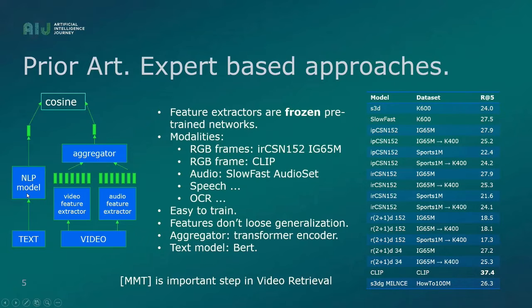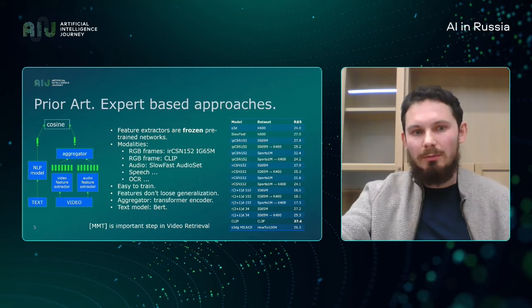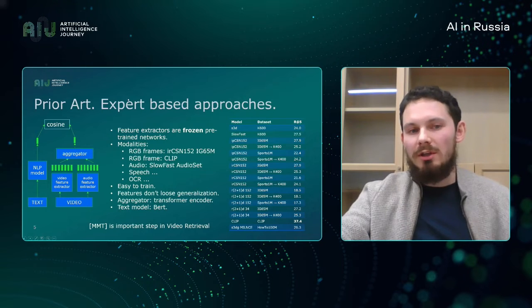Speaking about text, text goes through an NLP model. These can be different models, LSTM or whatever. As output, we get this data, which we can use in cosine, and we can compute similarity. The higher the cosine, the better the relevancy of the query versus the video.